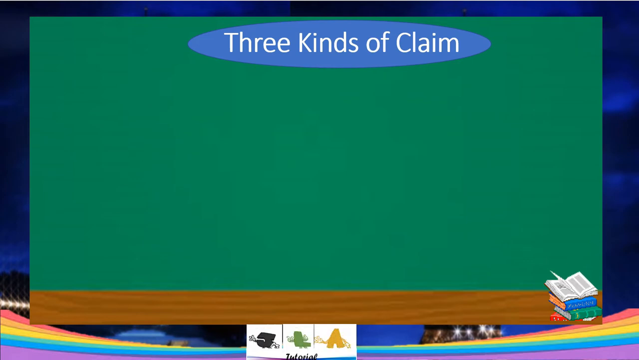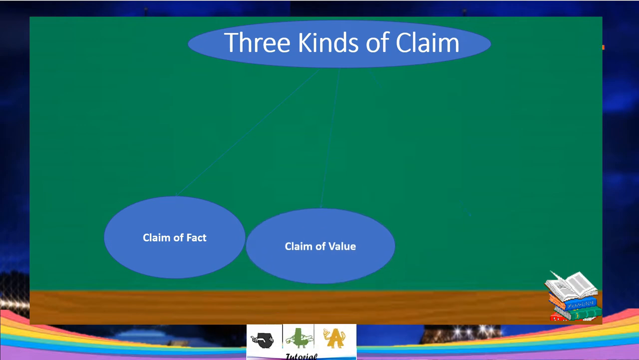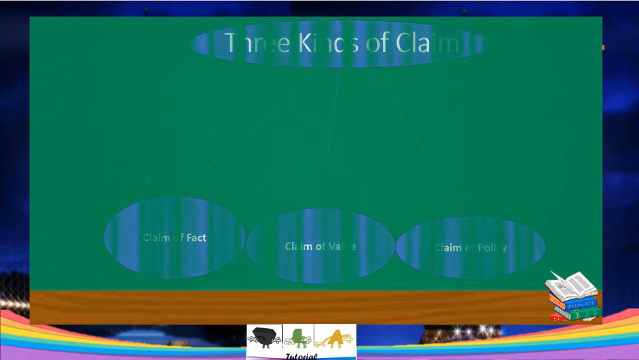There are three kinds of claim. First, claim of fact. Second, claim of value. And third is claim of policy. Are you familiar with these? Maybe you are.